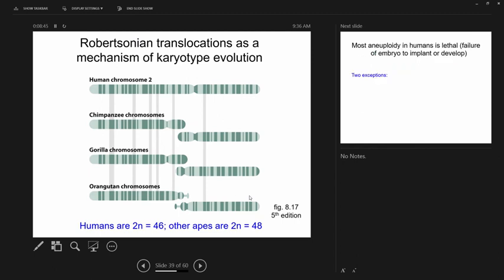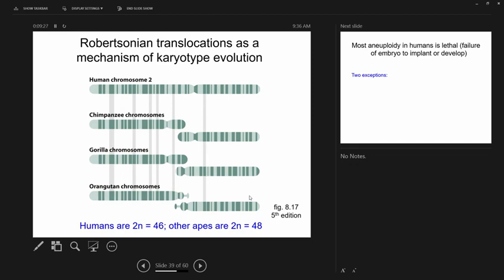All right, if you look at the other great apes that are not us, chimps, which are our closest relative, so 99 point something % of their DNA and our DNA is identical in sequence, or gorillas or orangutans, these are 2n equals 48, not 2n equals 46 like us. So their haploid number, instead of being 23 like ours, is 24. And the reason is because where we have chromosome 2, they have two different chromosomes, and you can see the banding on here kind of matches up.